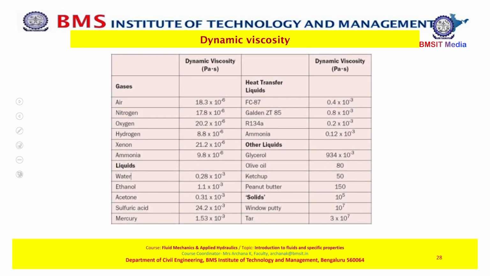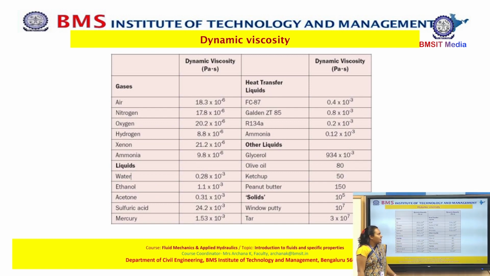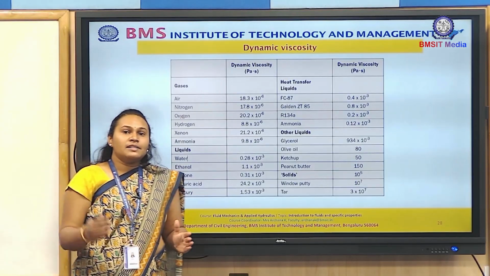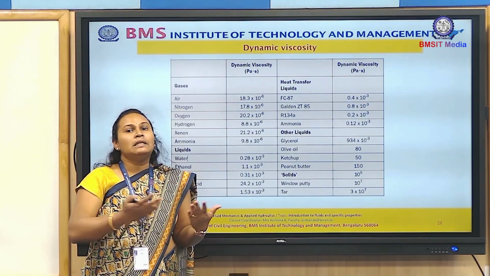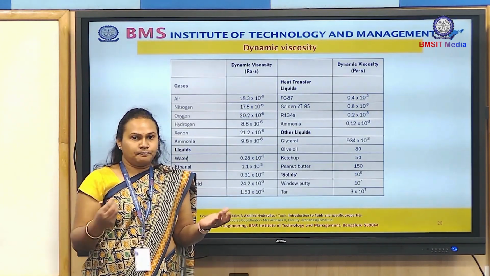Now, these are some of the values of dynamic viscosity. You can see some fluids which are gases, like air. They have a value of 18.3 into 10 power minus 6, which is very, very small. That means air is not at all viscous, and that is why it is able to fly and flow and blow from one point to another very easily and very fast.